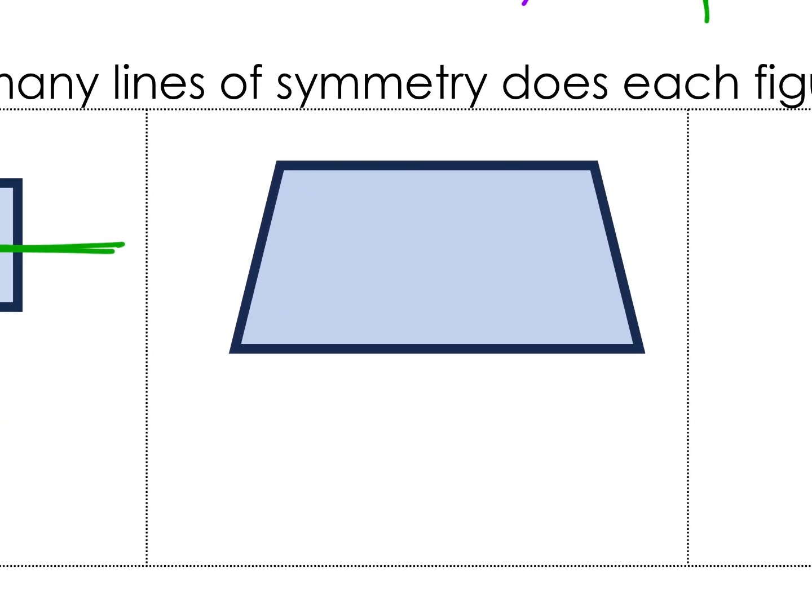Check out the trapezoid. How many lines of symmetry does this trapezoid have? Hopefully you came up with 1, just this vertical line through the center. You cannot do this horizontal line through the center because these corners would not match up with each other if you folded it down. So just one line of reflection.